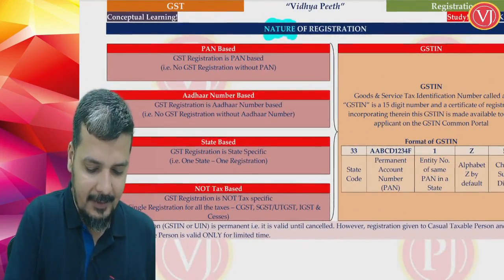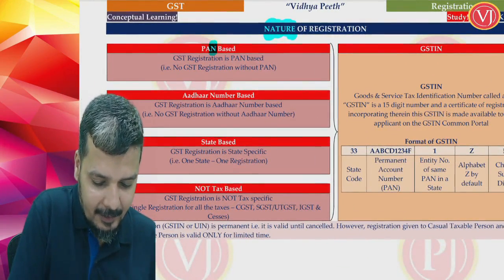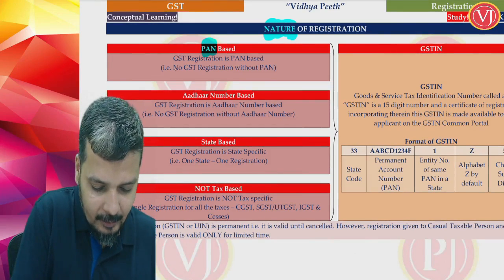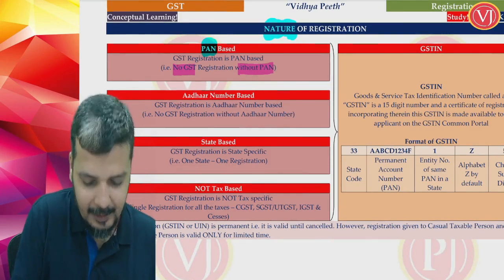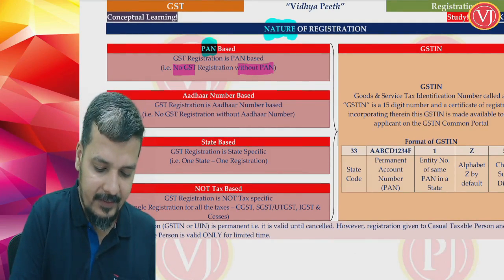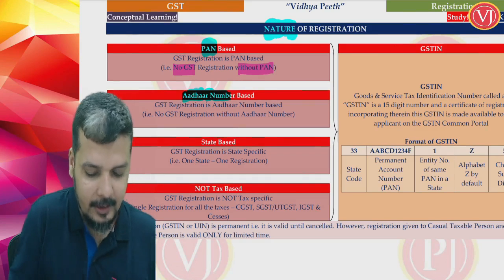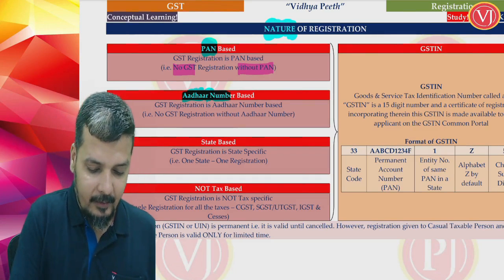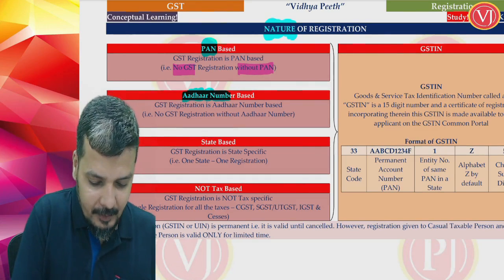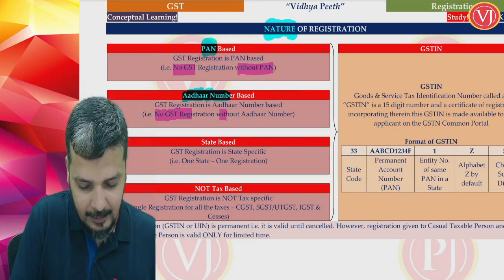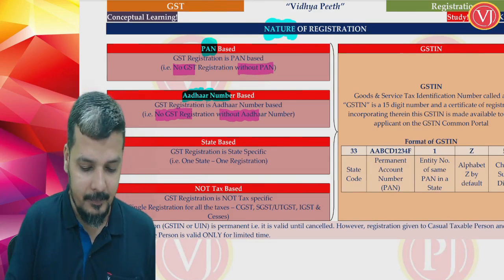When you talk about your GST number, please understand that your GST number is PAN based. So normally you cannot get your GST number without having a PAN. Also, your GST number is Aadhaar number based, so you have to link your Aadhaar. Aadhaar authentication is mandatory. So normally you cannot have your GST number without linking of your Aadhaar number.